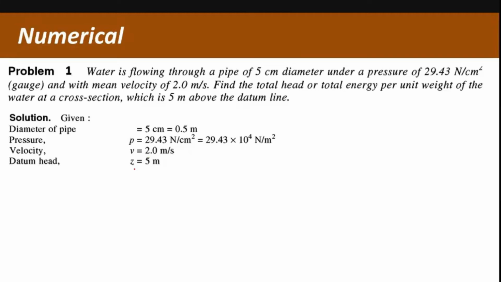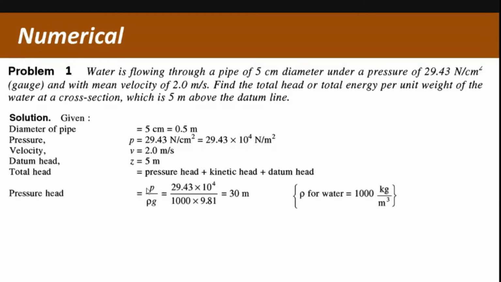Velocity is 2 meter per second and datum head is 5 meter. We know total energy head, or total head, is nothing but pressure head plus kinetic head plus datum head. So put the values. Pressure head is P by rho g. Pressure is 29.43 upon rho, which is 1000 for water, and g is 9.81. You can solve this on a calculator. You will get 30 meter. So pressure head is 30 meter.